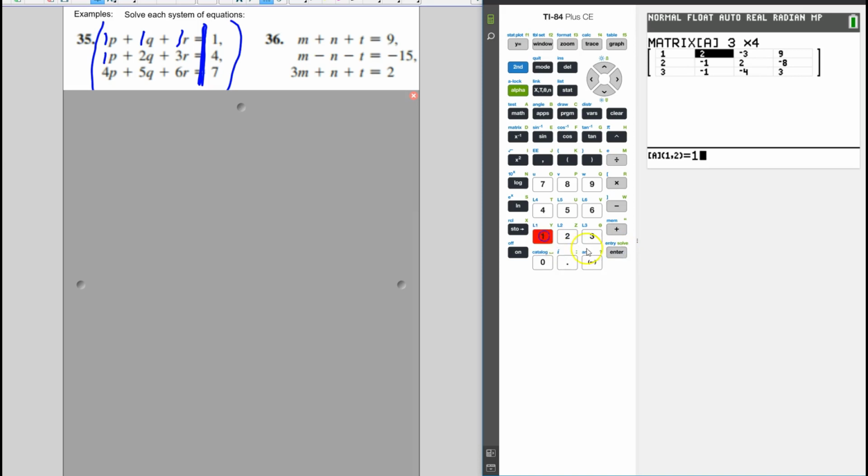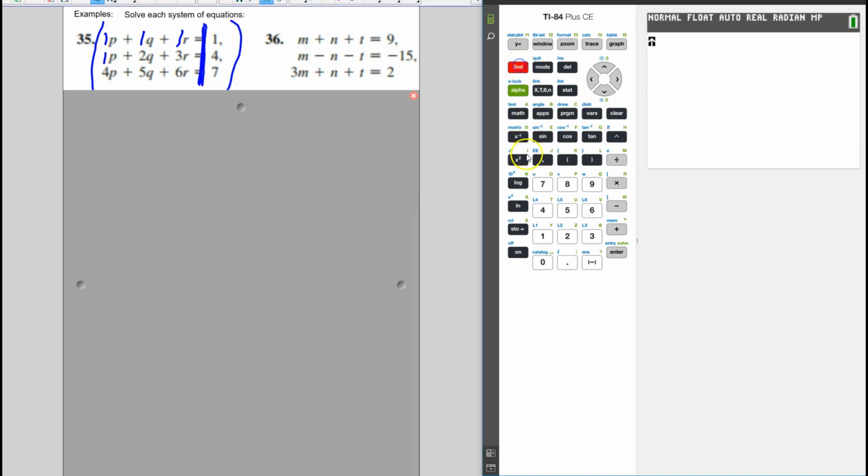Now I'm going to start typing the new numbers. 1, enter, 1, enter, 1, enter, 1, enter. Back up front, middle row. 1, enter, 2, enter, 3, enter, 4, enter. Back up front on the bottom row. 4, enter, 5, enter, 6, enter, 7, enter. Double check all your typing. We did not have any negatives on that one. No negatives. Double check everything. Feel good about it. Second quit.